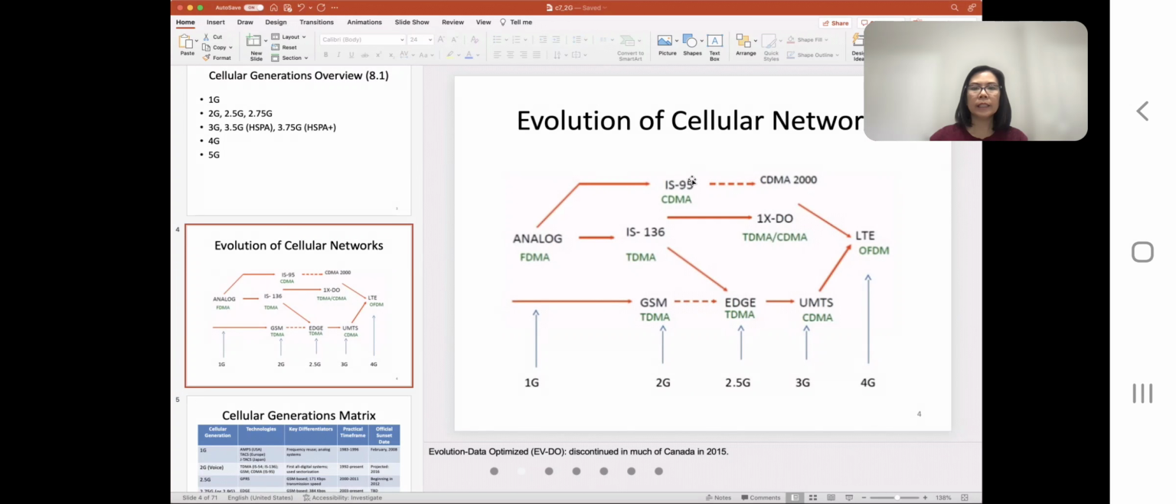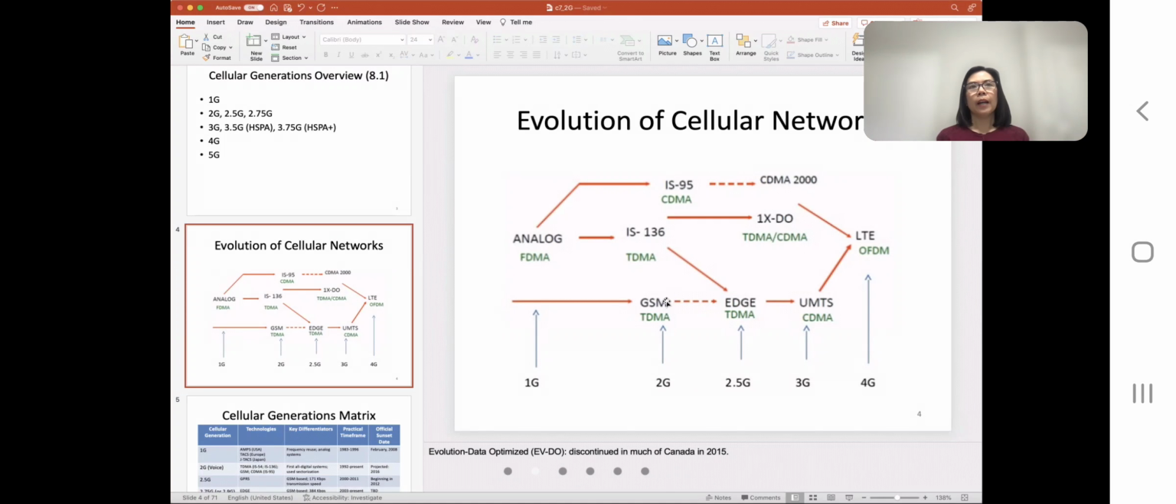So basically, these two coexisted at the same time as 2G networks. This one was created in Europe. This one was created in the US. Some carriers in the US also use GSM, right? But these were created at the same time.